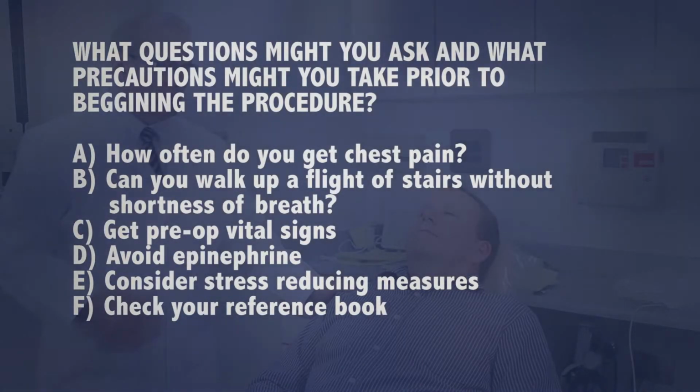Mr. Williams had a coronary stent placement last year and says that he is doing well. He lists his medicines as propranolol, nitroglycerin, and aspirin. We are planning to place a dental implant in the number 5 site. What questions might you ask, and what precautions might you take prior to beginning the procedure?